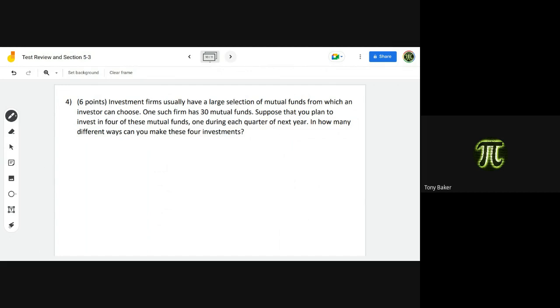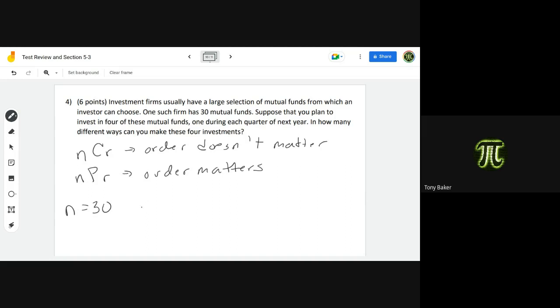This is a question of does order matter or does order not matter? Remember, that's really the question here. So it's nCr if order doesn't matter, and it's nPr if order matters. In this case, my n is 30 and my r is how many am I choosing? 4, right?